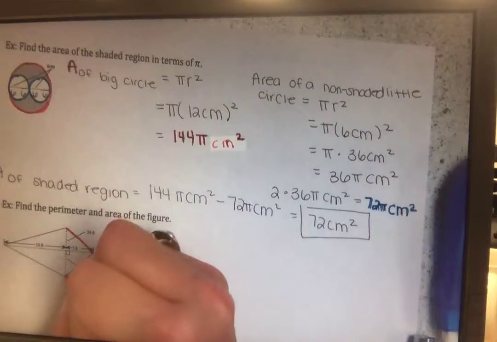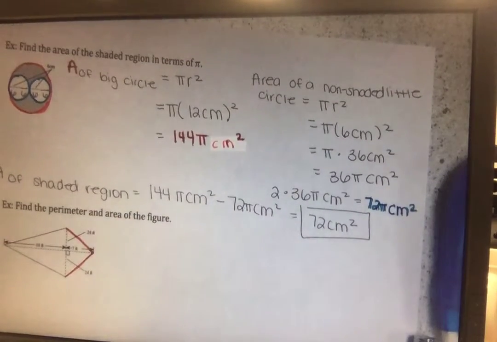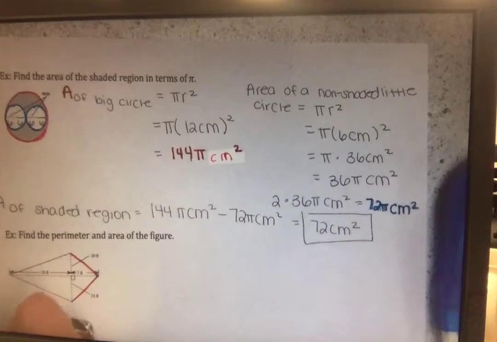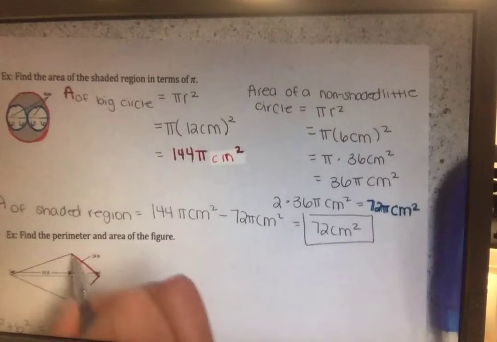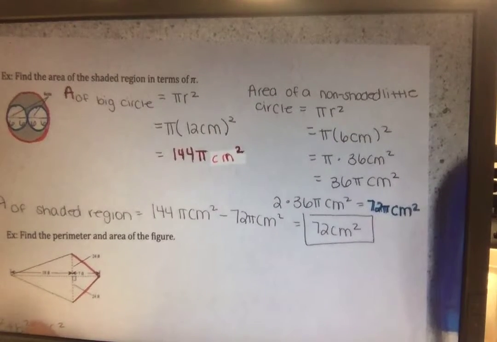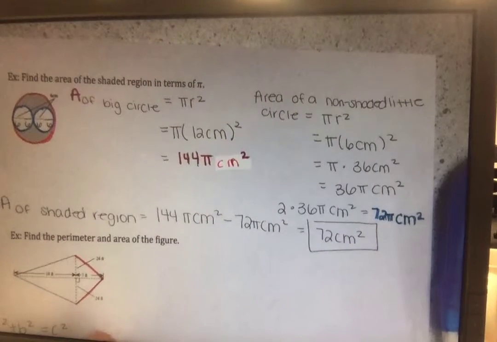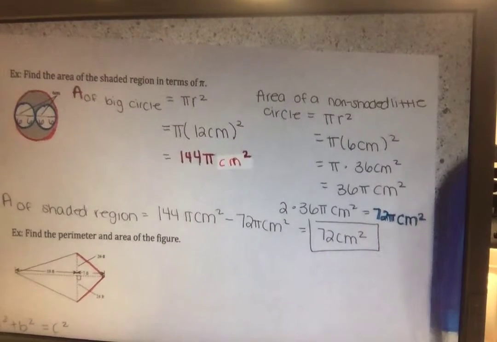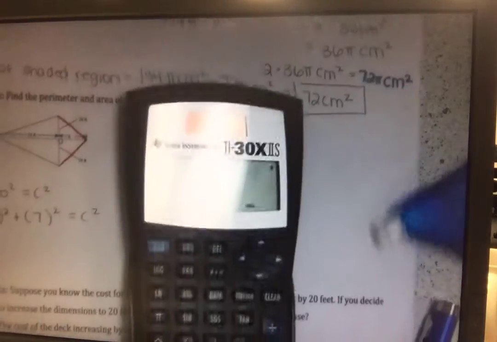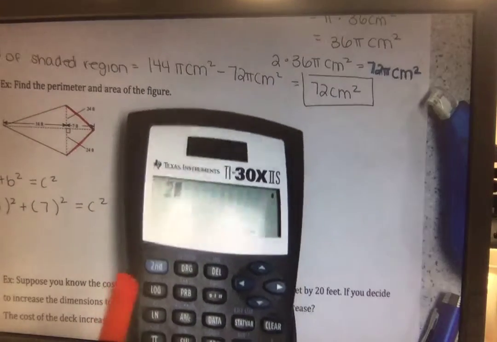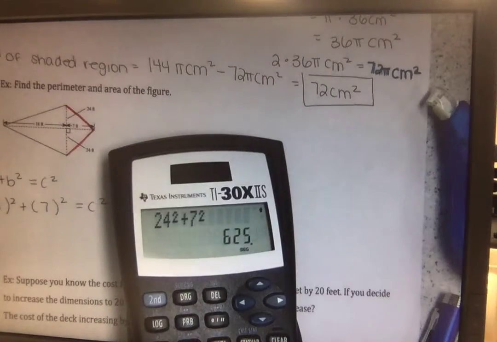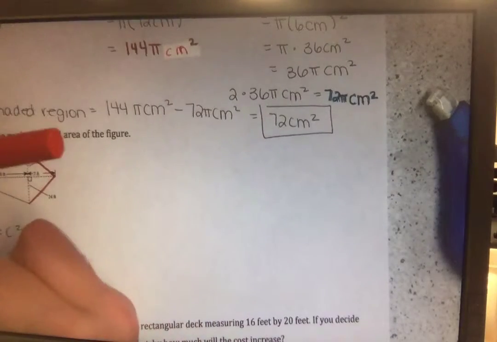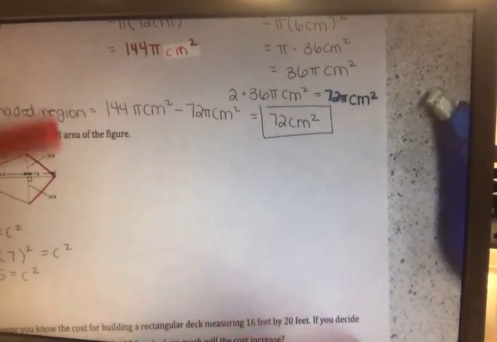Notice that that side is going to be the same as this side. So using Pythagorean Theorem, we know a squared plus b squared is c squared. A squared is 24. B squared is 7. And that will give us our c squared. So in our calculator, we have 24 squared plus 7 squared, which will give us 625. So 625 equals c squared.